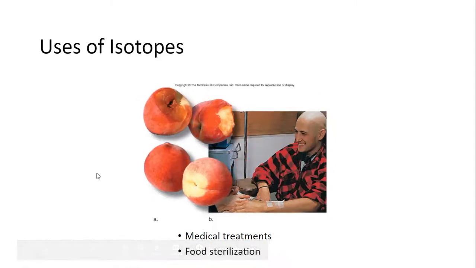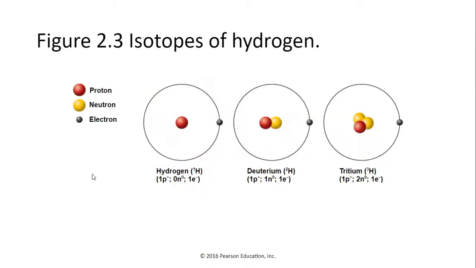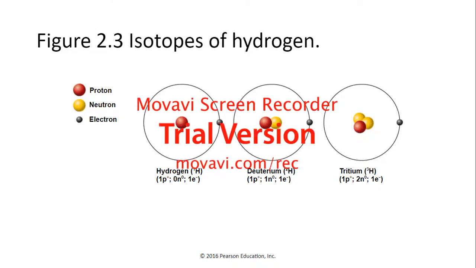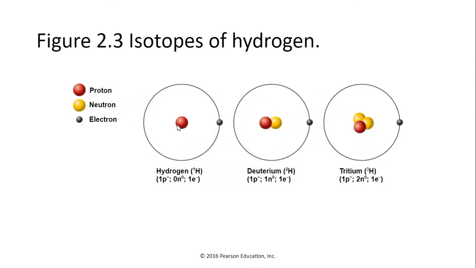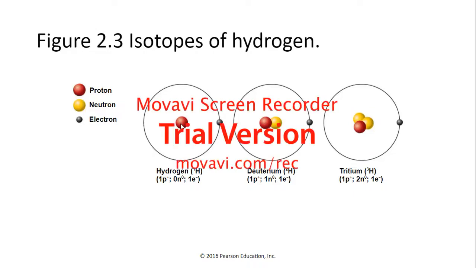And then you also can use it for medical treatments, food sterilization. All right, so here are isotopes of hydrogen. So remember, we said that hydrogen has one proton and no neutron. So this is normal hydrogen right here. You see it has one proton and it does not have a neutron. So remember, normal hydrogen, atomic mass and atomic number are the same because it has no neutron. So this is normal hydrogen right here with one proton.